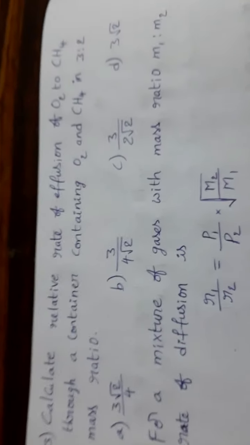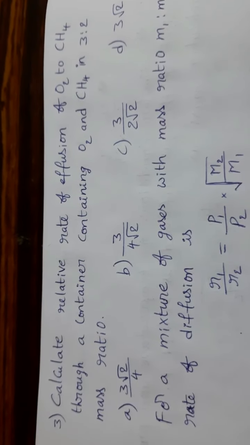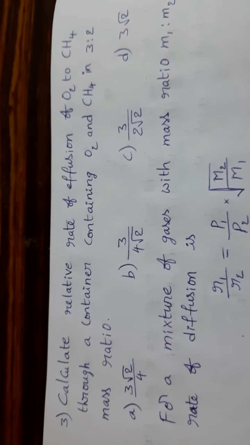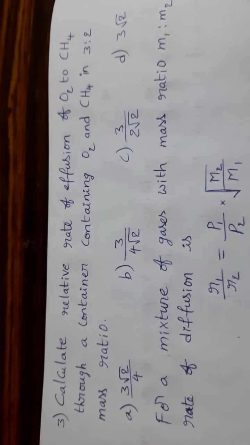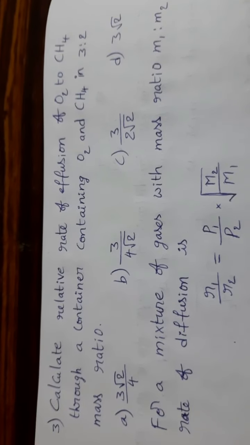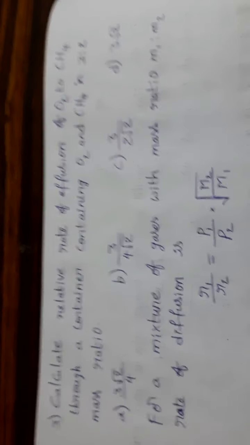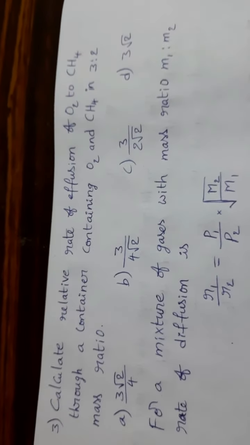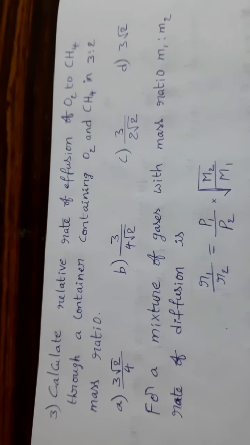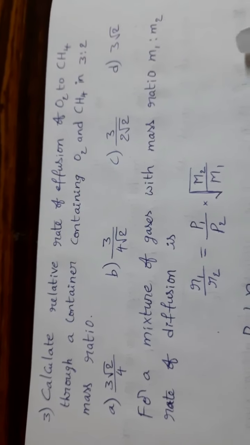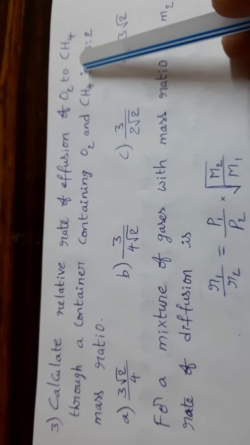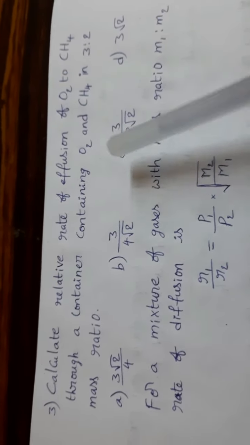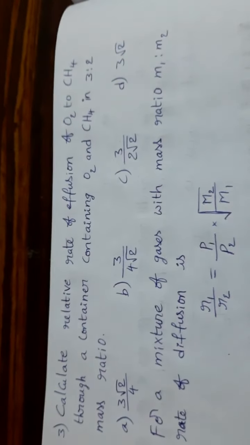Next. Calculate the relative rate of effusion of O2 to CH4 through a container containing O2 and CH4 in 3:2 mass ratio. Here effusion or diffusion are almost the same, so the same formula we can use for both processes. So the relative rates of effusion of O2 and CH4 we should calculate. Their mass ratio is given, that is 3:2.